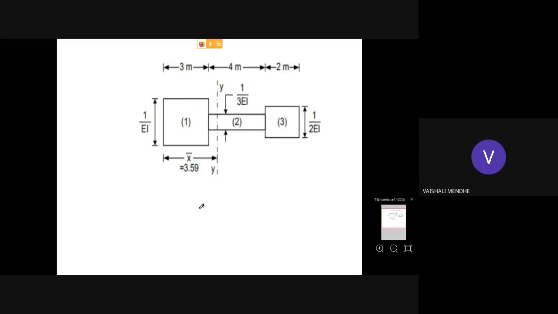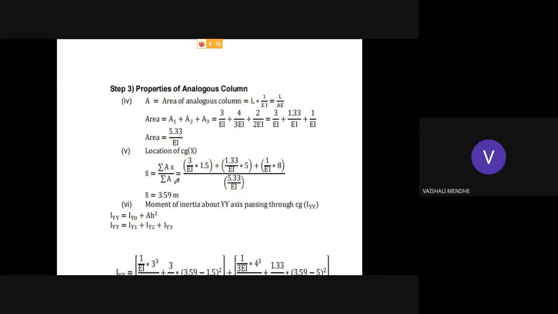Okay, now we will find out the properties of the loading. That is properties of the analogous column section. Okay, so the first property will be the area of the analogous column section. So area of the analogous column section, that is L into 1 by EI. So L is first area A1 plus A2 plus A3. Okay, A1 plus A2 plus A3. So that we can find out. Okay, if you're having calculators and pen with you, you just calculate it and compare your value with this value.